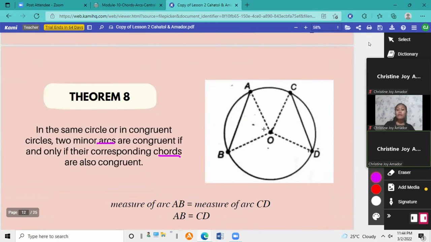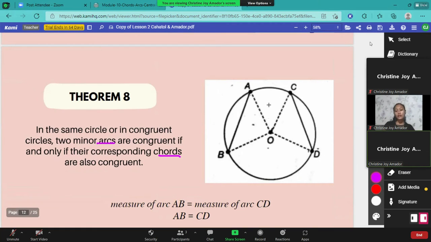So for theorem number 8, it states that if chord AB is equal to chord CD, then arc AB is equal to arc CD. Again, the measurement of arc AB is equal to the measurement of arc CD, meaning the chord AB is also equal to the chord CD.